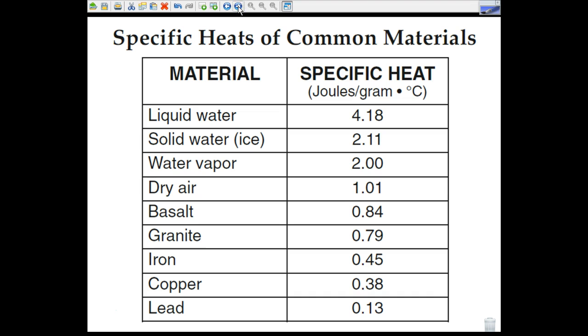So here we go. Taking a look at page 1, specific heats of common materials. You can see that water, liquid water specifically, has the highest specific heat at 4.18 joules per gram times degrees Celsius. So if you have 1 gram of water and you want to change it by 1 degree Celsius, you would have to add 4.18 joules to that water. Look at poor lead on the bottom. You'd only have to add 0.13 joules per gram to get it to change 1 degree Celsius.